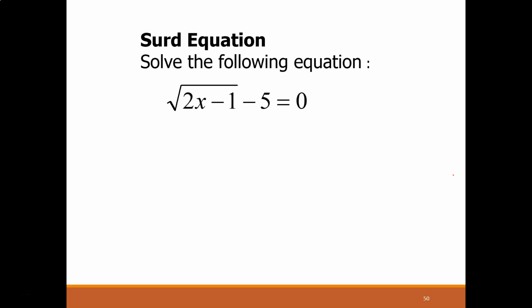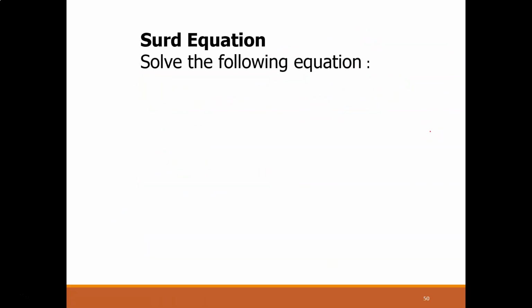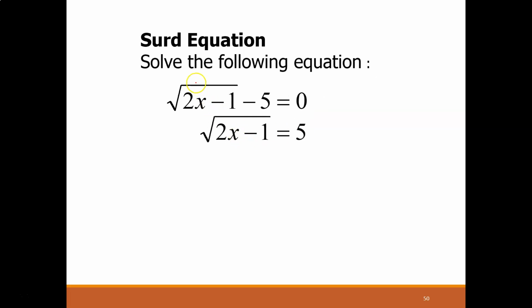Okay, third equation. That one bila dia minta kamu rationalize the denominator. This is the denominator kan. Rationalize the denominator and simplify it. Ada juga bentuk soalan, a question might ask you to solve the equation. Let's say like this. Surd 2x minus 1 minus 5 equal to 0. So what happened is that surd 2x minus 1, the negative 5, that one without the surd, you can bring it to the right side.